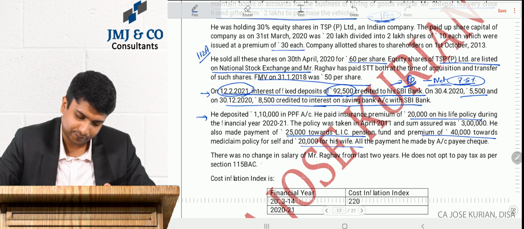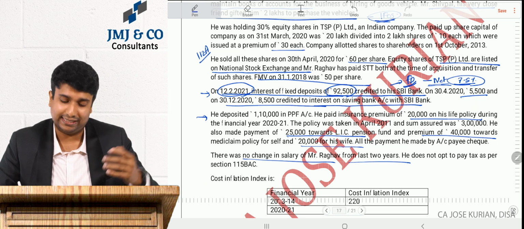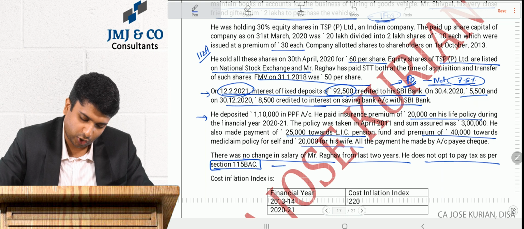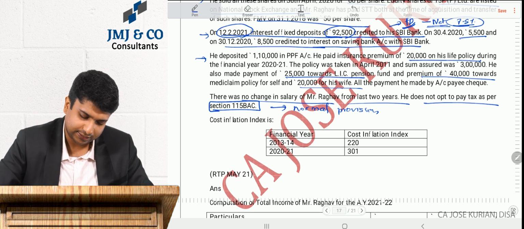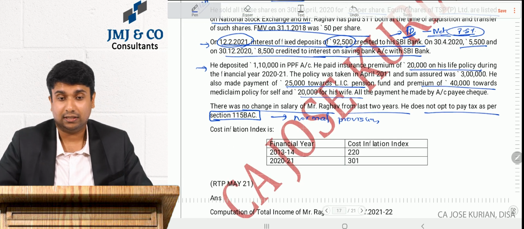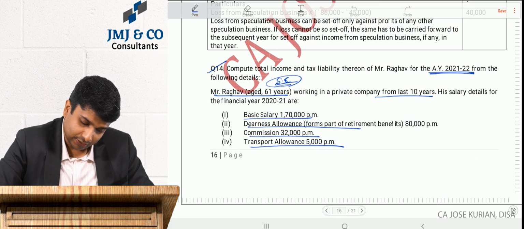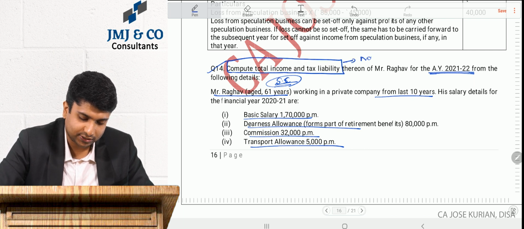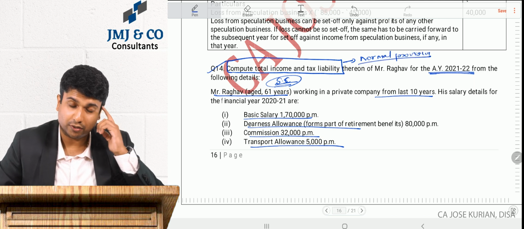There was no change in the salary of Mr. Raghav for the past 2 years. So for the past 2 years there was no change in salary and he does not opt to pay taxes under 115BAC, so it is as per normal provisions as well. The cost inflation indexes are also given and you are supposed to find out what is the requirement of the question. So it is computation of total income and tax liability as per normal provisions. That is the requirement. So friends, let's start solving this particular question.